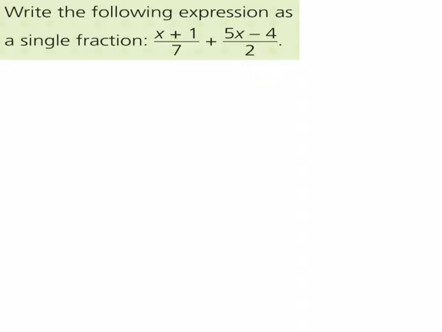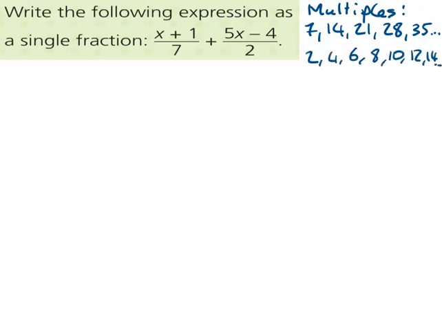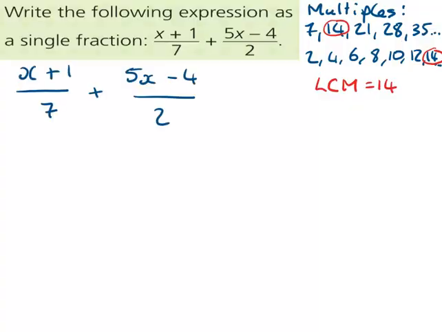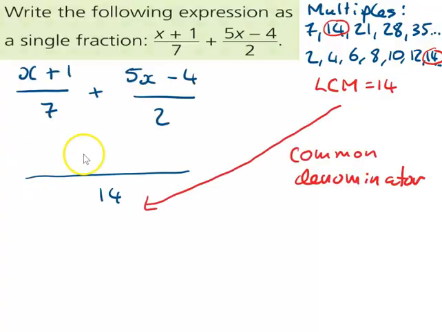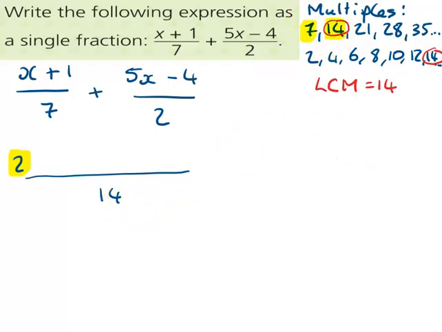So the multiples of 7 are 7, 14, 21, 28, 35, because they go on forever. The multiples of 2 are 2, 4, 6, 8, 10, 12, 14. The lowest common multiple is 14, so that becomes our common denominator. So then we're going to say 7 divides into 14 how many times? 7 divides into 14 twice, or we can just count along our multiples, 1, 2, until we get to 14. So we write 2 down on top of the big long line.